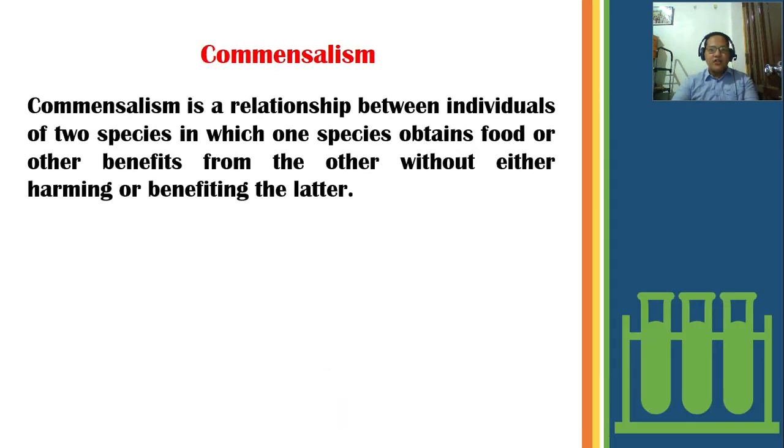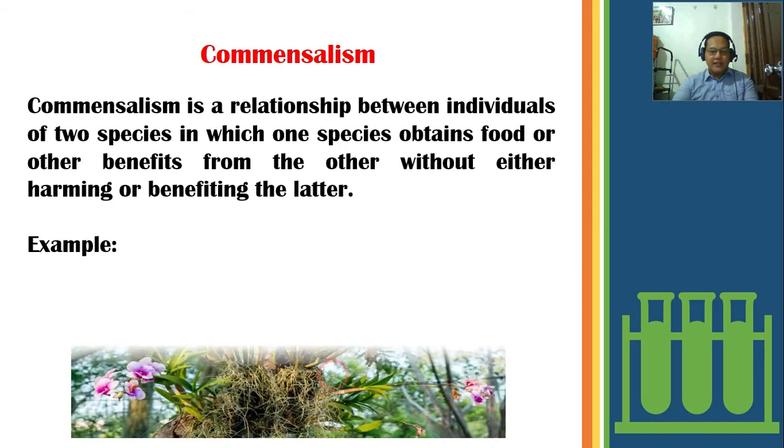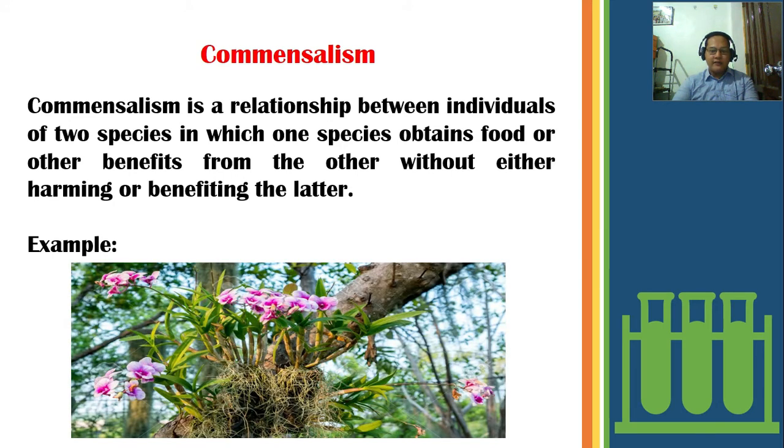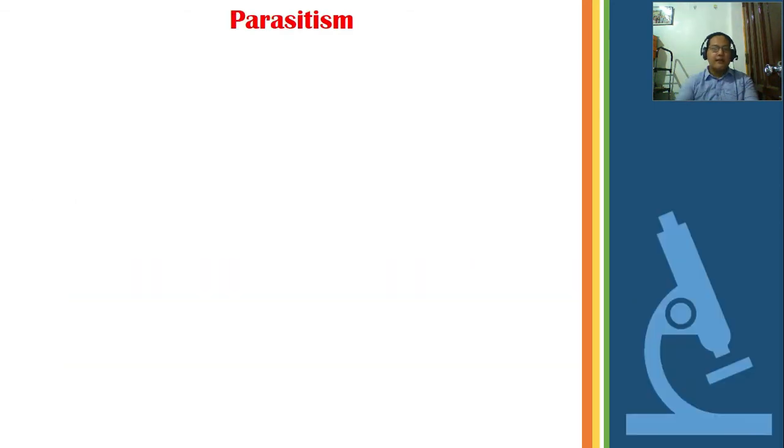It is a relationship between individuals of two species in which one species obtains food or other benefits from the other without either harming or benefiting the latter. An example for this is the orchid and the tree. The orchid gets anchorage and water that flows in the outer bark of the plant or the tree, while the tree doesn't get anything from the orchid or being harmed by the orchid.